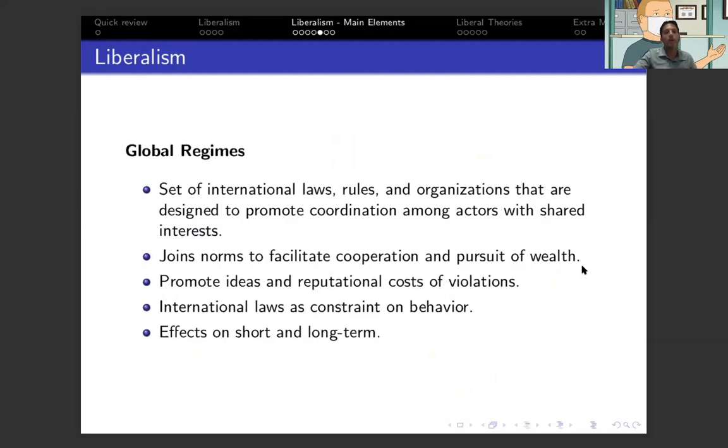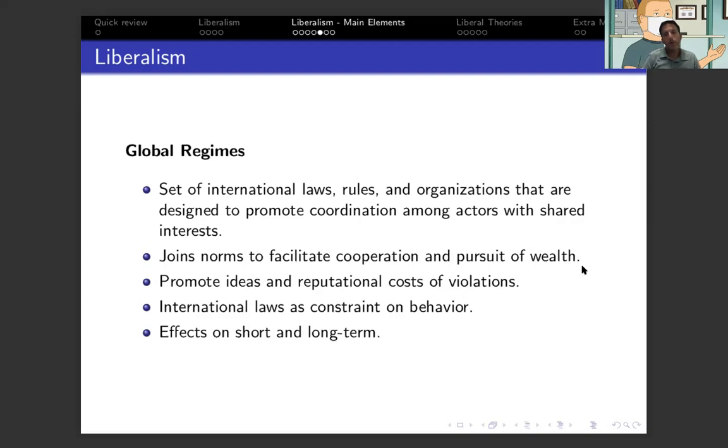Those are sets of organizations or laws that promote cooperation, intended to join the norms and facilitate this cooperation in the pursuit of the natural inclination by states, based on their individual publics, to maximize their wealth. Those states, instead of pursuing power, are pursuing wealth. And those norms, along with the global international regimes, are intended to facilitate cooperative behavior between different nations in order to expand the wealth of everyone. That's the foundation of that.